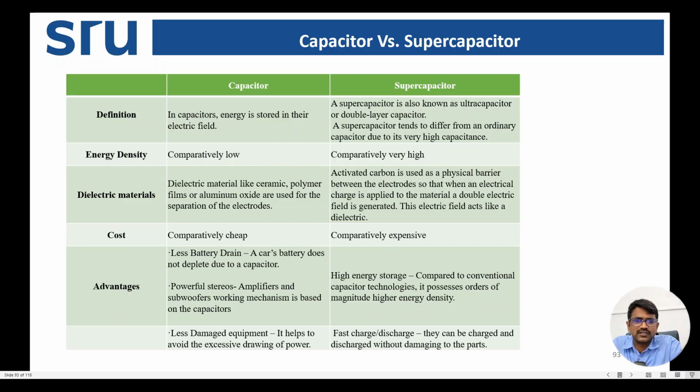But supercapacitors are not that efficient. It is somewhat better than batteries, but not as good as capacitors. Okay, so the properties of supercapacitors are always in between capacitors and batteries.